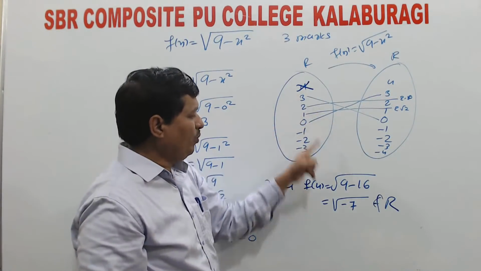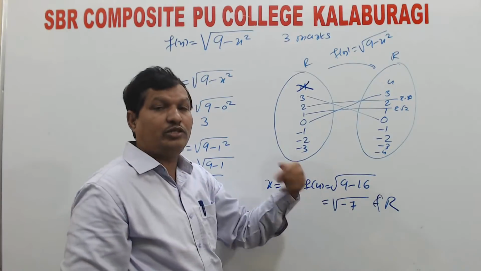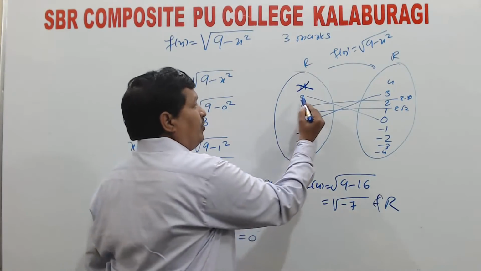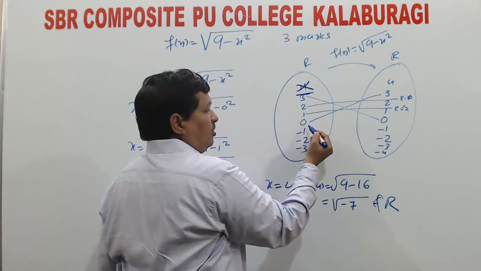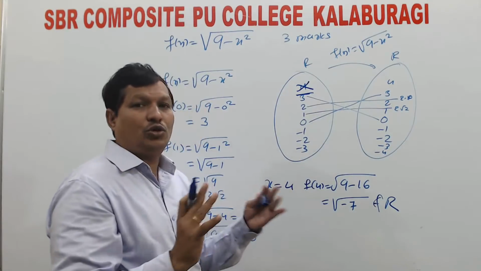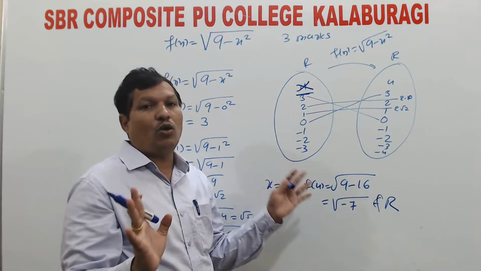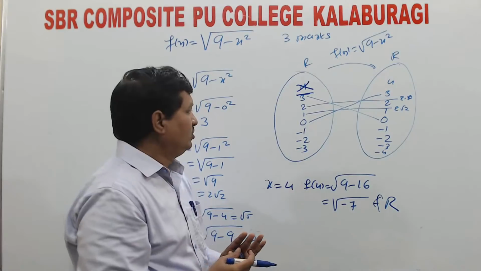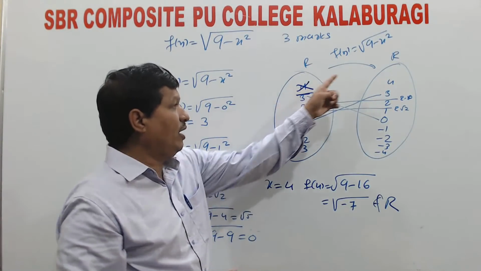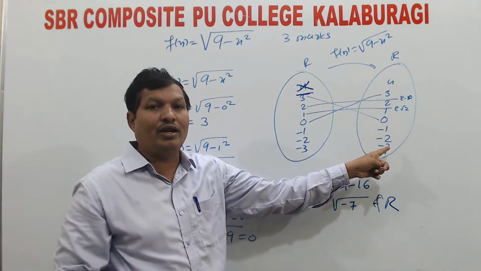Suppose if you take 3.1, 9 minus 3.1 square is less than 0, so again it will be a complex number. Therefore, you cannot take more than 3. You can take from 0 to 3. More than 3, like 3.001, you cannot take as a domain. Are you followed? Because for elements more than 3, there are no images in the codomain.